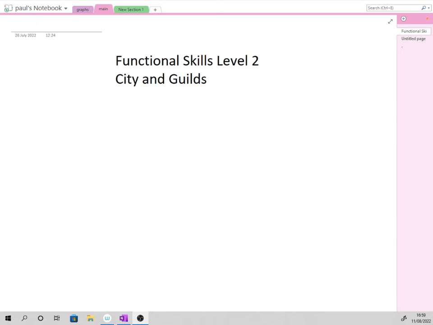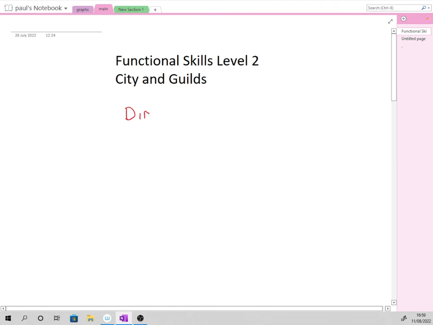Hello. Right, this one is on proportion. First of all, we do direct proportion. There are two kinds of proportions, direct and inverse, but this one is direct proportion.